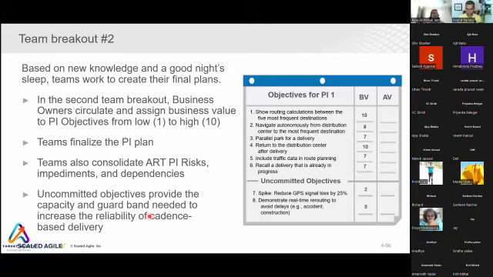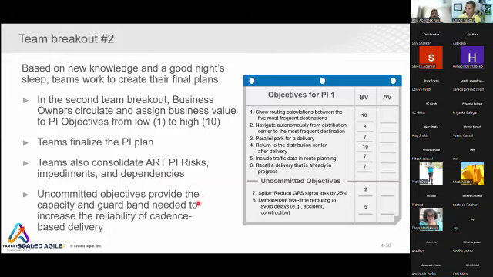plans. In the second team breakout, business owners circulate to all the teams and assign the business value of the PI objectives. This is a business value from 1 to 10. Even for uncommitted objectives they assign values, because if they can be completed, they count. Teams finalize their PI plan, and they also consolidate ART-level risks, impediments and dependencies.